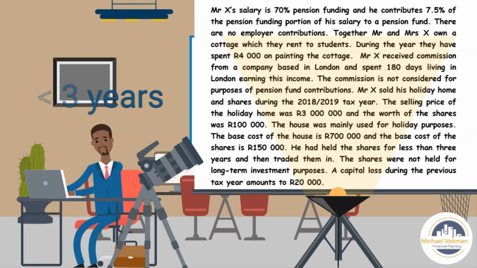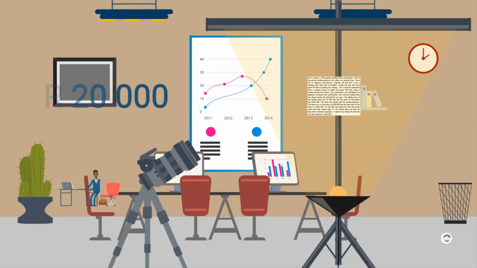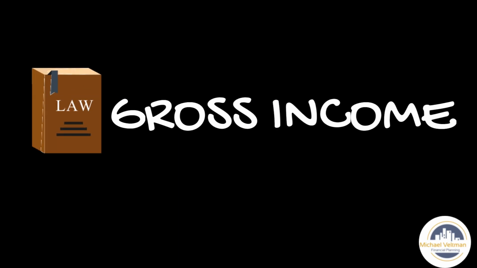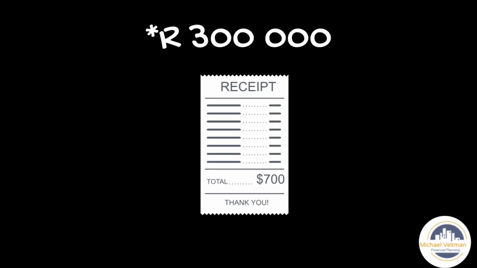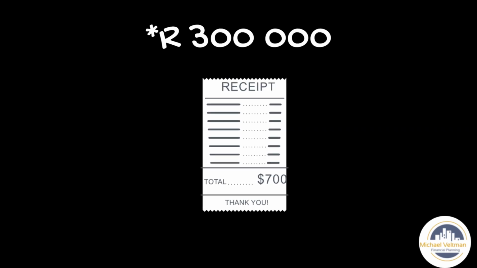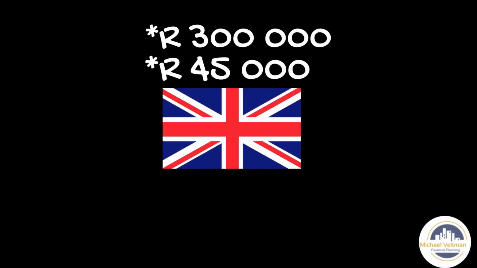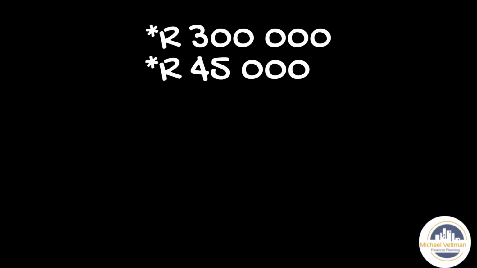A capital loss during the previous tax year amounts to £20,000. Let us calculate Mr. X's gross income for the year. As per the definition of gross income, the following forms part of gross income. Mr. X's salary of £300,000, as this is an amount in cash, received by a resident, for services rendered. As Mr. X is a South African resident, he is taxed on his worldwide income, and the UK commission forms part of his gross income, as it is an amount in cash received by a resident for services rendered.